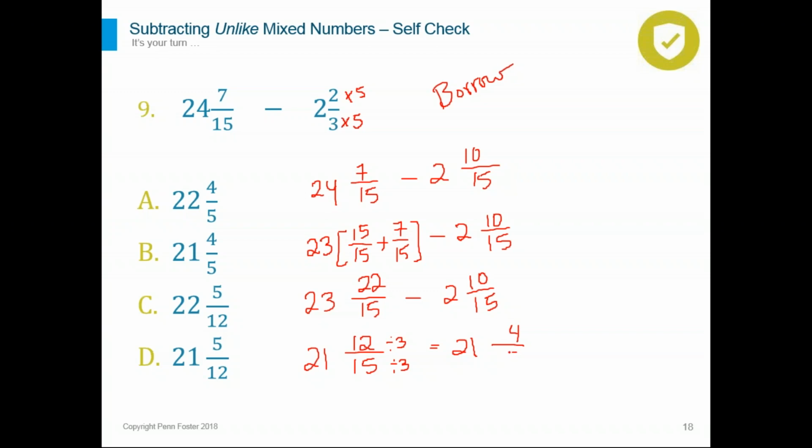And 4 over 5. That's a proper fraction. Nothing common. This is your final answer. The final answer is B, 21 and 4 over 5. Questions on this problem? Anything that was not clear on the steps that we did together on the screen?